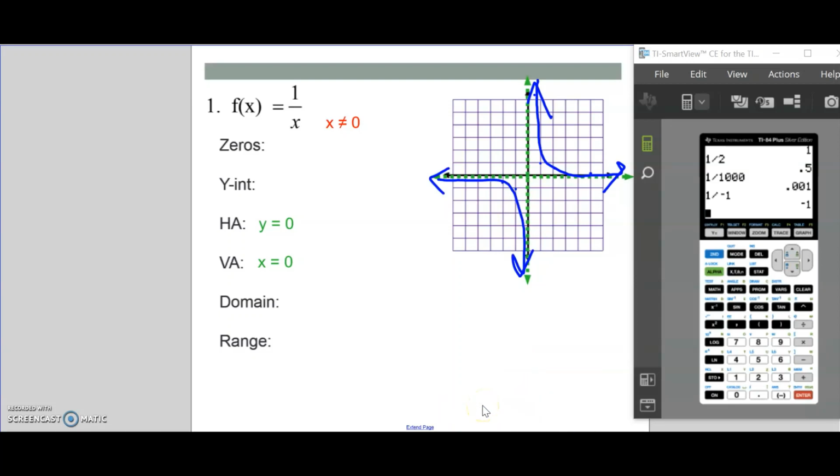Now we can look at our graph and identify other characteristics. Zeros are x-intercepts, and our graph will not have any x-intercepts. Our graph will not have a y-intercept. The domain of our graph would be all x values excluding 0. We would write that as -infinity to 0, and 0 to infinity, not including 0, and the range would look the same.